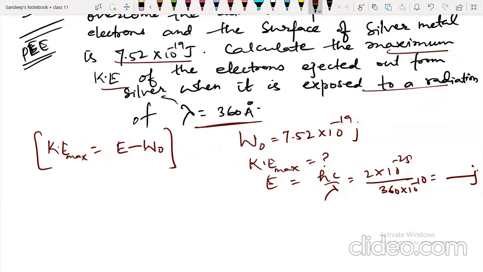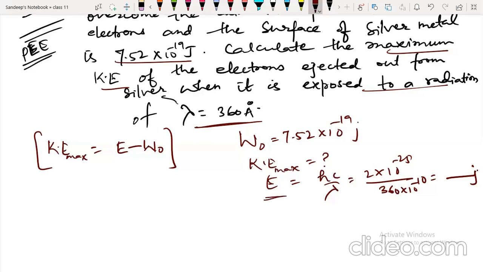Come to the power 1 into 10 to the power minus 19 joules. (180 into 10 to the power minus 19 joules). Total answer, final answer. Yes.